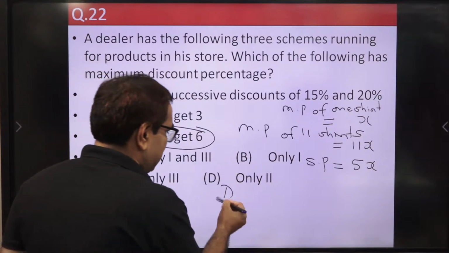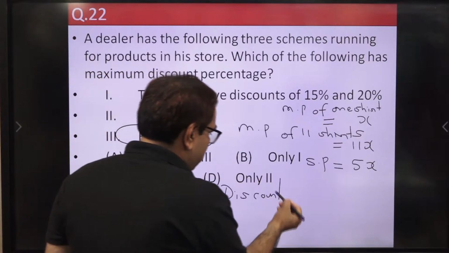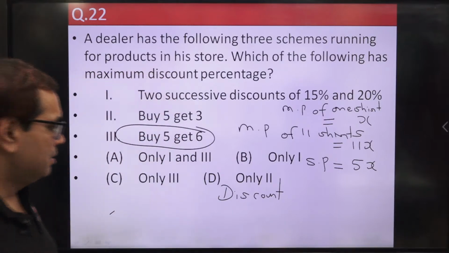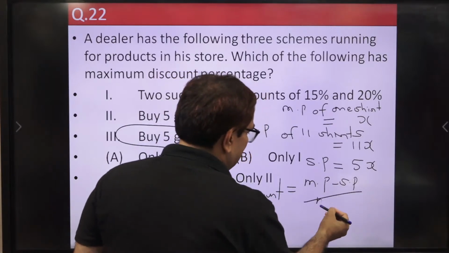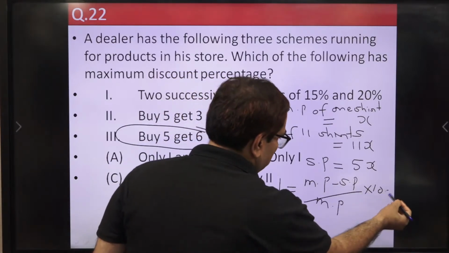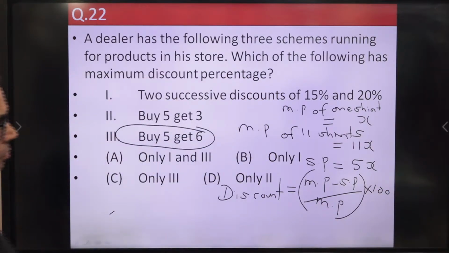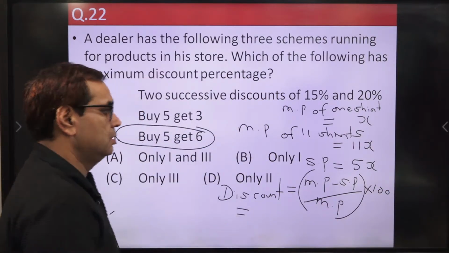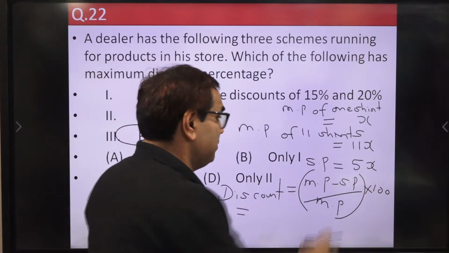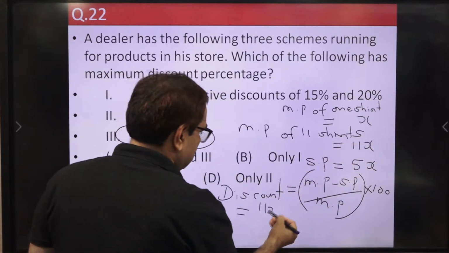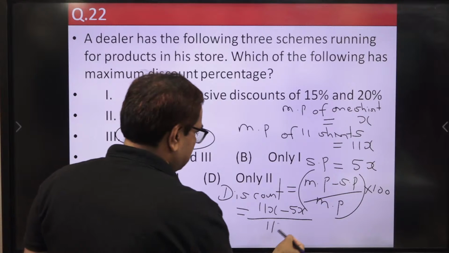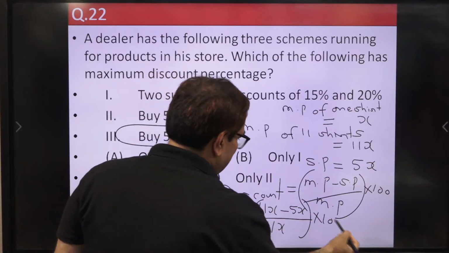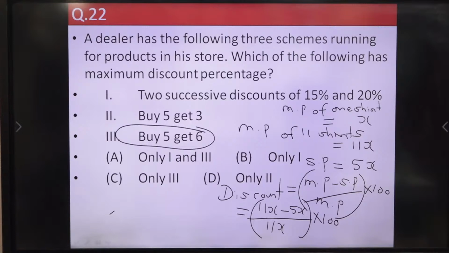So discount percentage, we know that discount is computed as a percentage of mark price. So what is the formula? Discount equal to mark price minus selling price upon mark price into 100. This is the formula for discount. So now you put all these values. Mark price is 11x, minus selling price 5x, divided by 11x multiplied by 100. So calculate this answer, and this will be more than this discount. So third case will give us the maximum discount.